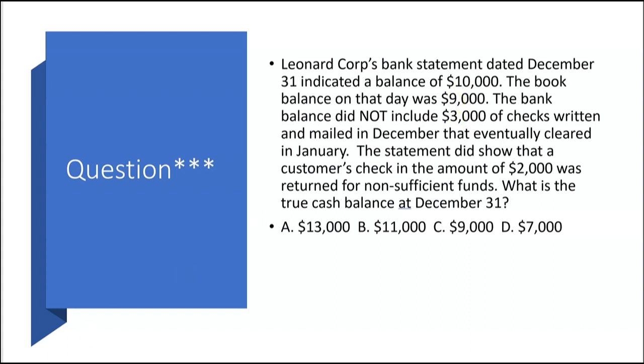So write that down. Now the statement did show that a customer's check in the amount of $2,000 was returned for non-sufficient funds. So there's an NSF check that already showed up on the bank statement like it always will. What do we do with that $2,000? Subtract it from the book balance. Great, so what's the true cash balance then at December 31st?